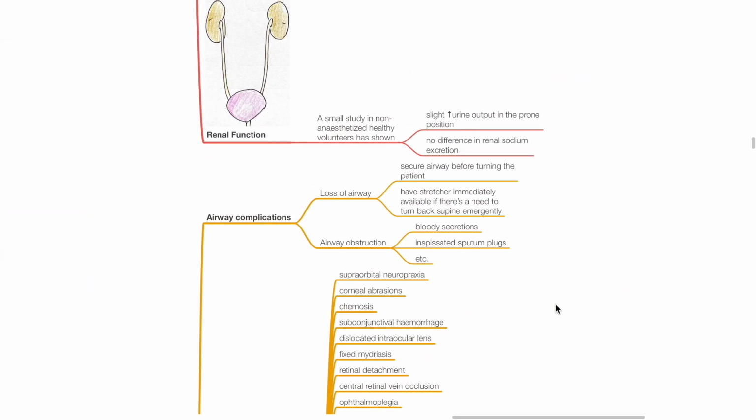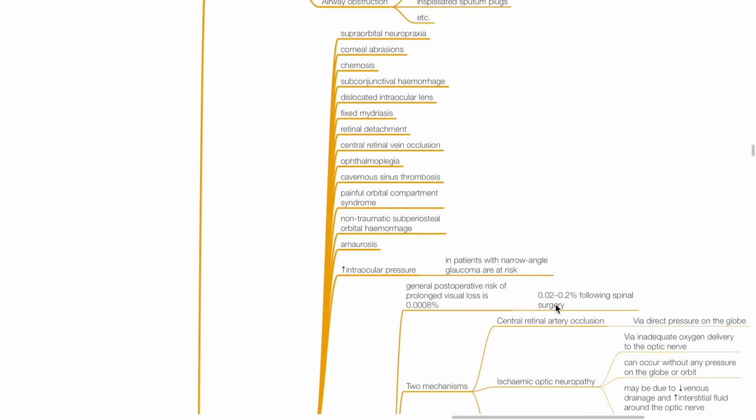Airway complications include loss of airway and airway obstruction. Secure the airway before turning the patient. Have a stretcher immediately available if there is a need to turn back to supine emergently. Airway obstruction may be due to bloody secretions, inspissated sputum plugs, kinking of airway, etc.